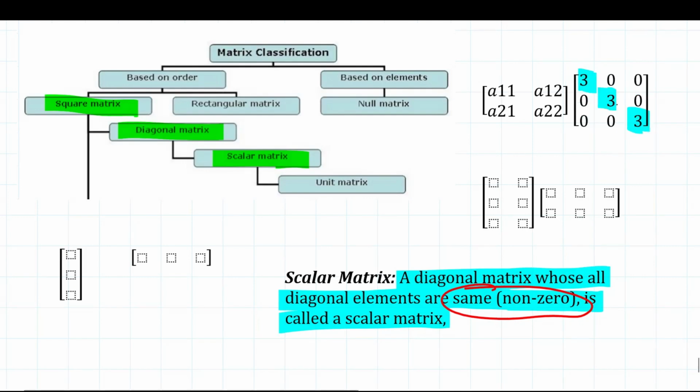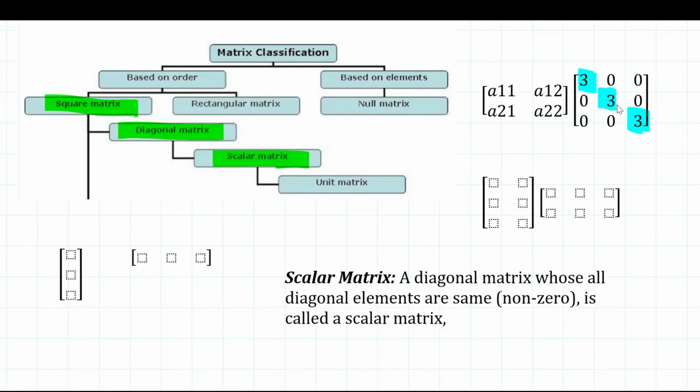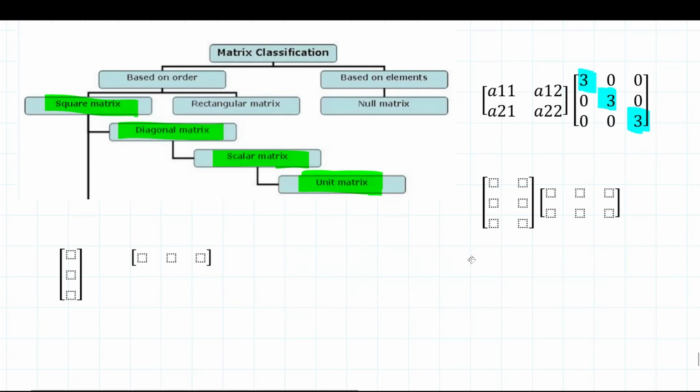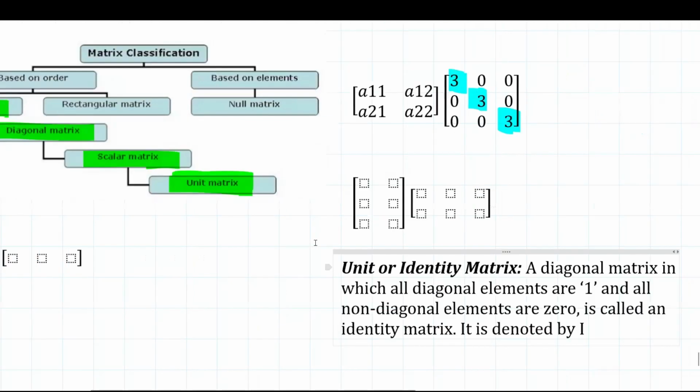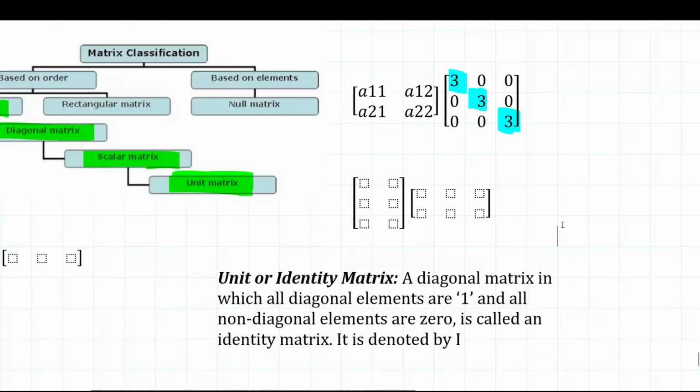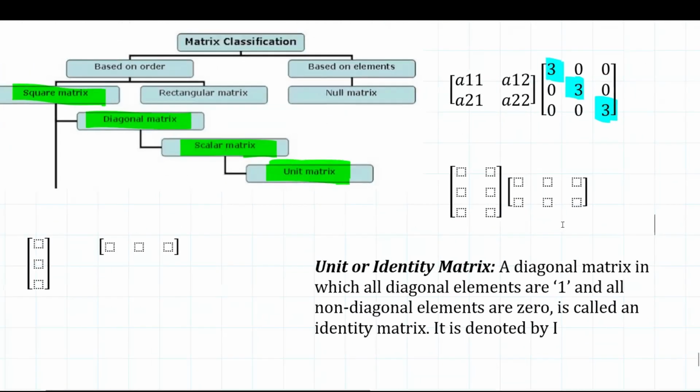Now coming to the next, from the flowchart, you can further see that there is a unit matrix. You can see from here that the unit matrix has been derived from the scalar matrix. So let's check what is a unit matrix. Look into the definition of the unit matrix. What does it say? If you read, it says that a diagonal matrix in which all diagonal elements are 1 and non-diagonal elements are 0.